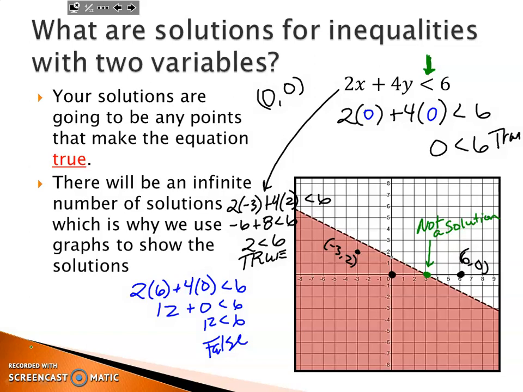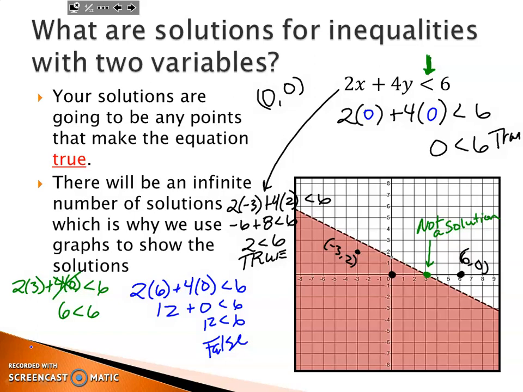Okay? And you guys would figure out that would be true. I'm going to show you over here. 2 times 3 plus 4 times 0 is less than 6. The 0 is gone. 2 times 3 is 6. So 6 less than 6. Is that true? No, 6 is not less than 6. That's not true. Okay? If that was a solid line, though, would 3, 0 work? Yes, because if it was a solid line, we would be including 6, so that would work.